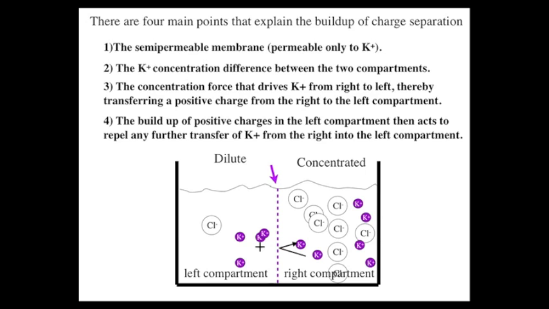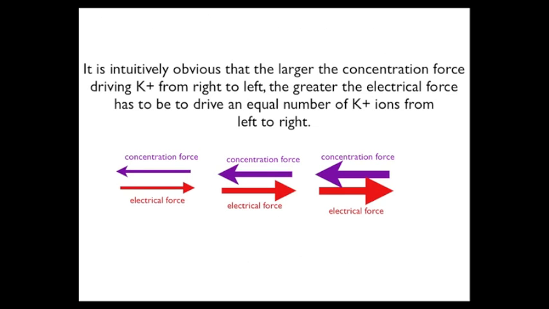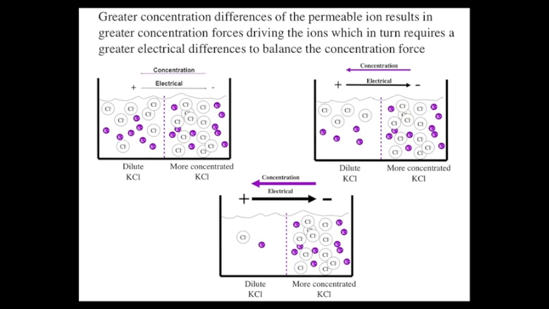The two are equivalent. So it is intuitively obvious that the larger the concentration force driving potassium from the right to the left, the greater the electrical force has to be to drive an equal number of potassium ions from the left to the right. Greater concentration differences of the permeable ion results in greater concentration forces driving the ions, which in turn requires a greater electrical difference to balance the concentration force.